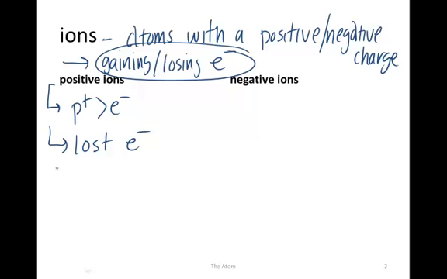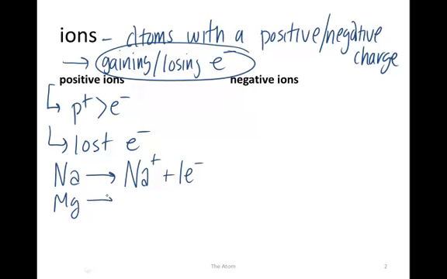So, for instance, we could have a sodium atom with a neutral charge. It could lose an electron to form a sodium +1 ion. And we would write that loss like this. Okay, it turns out some atoms can lose 2 electrons, such as magnesium, to form a positively 2 charged ion by losing 2 electrons.